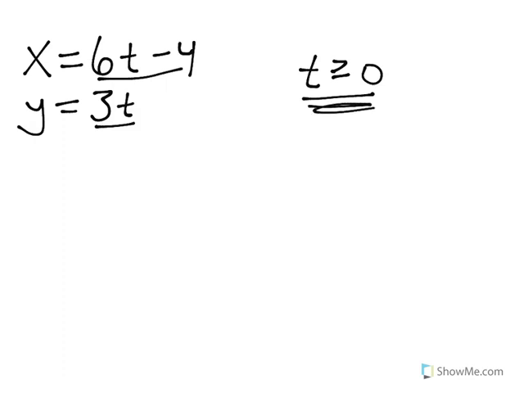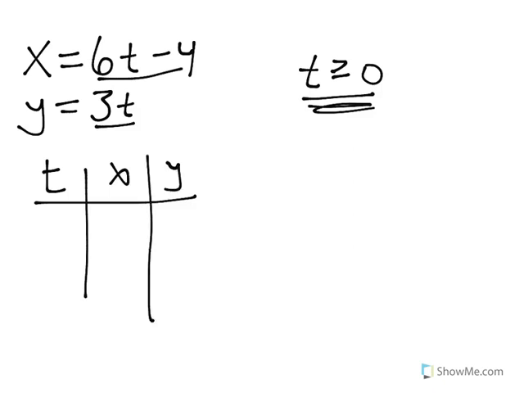Okay, so you could make yourself a little t-table like we did earlier. You could plug in a value of t and figure out what you get for x and what you get for y, and plot some points on there, and that's perfectly fine.